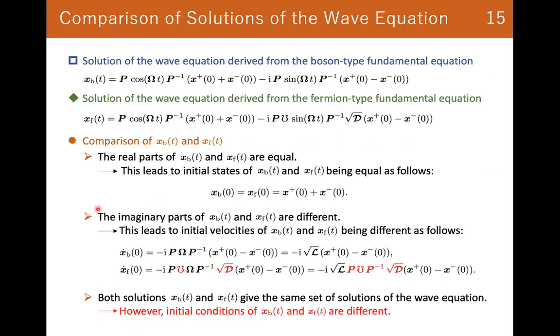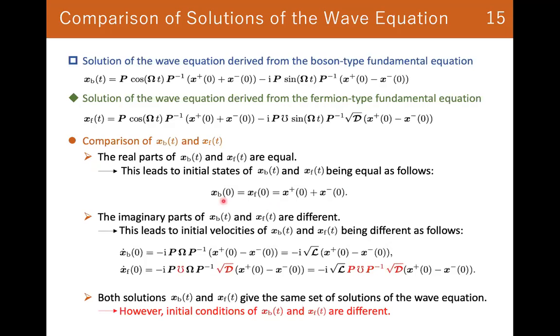Next, I will compare the solutions of the wave equation from two types of fundamental equations. This is the solution of the wave equation derived from the Boson-type fundamental equation. This is the solution of the wave equation derived from the Fermion-type fundamental equation. I compare xbt and xft. As a result, the real parts of xbt and xft are equal. This leads to initial states of xbt and xft being equal as this formula.